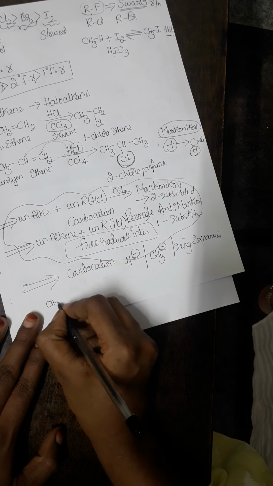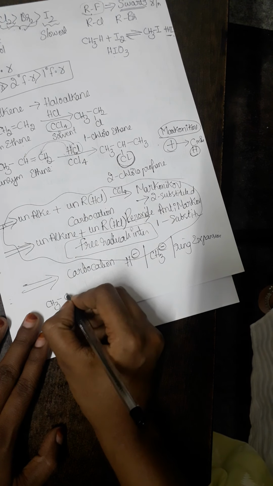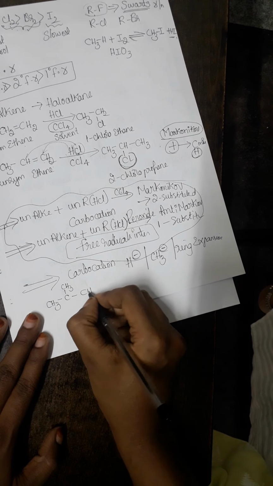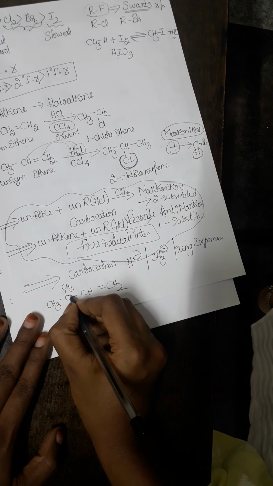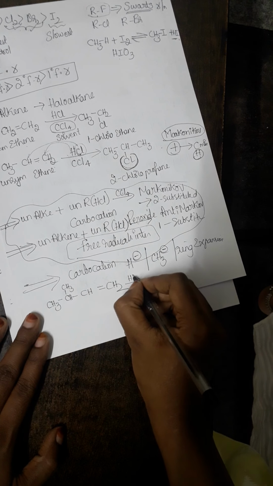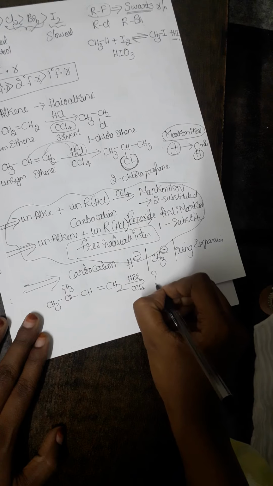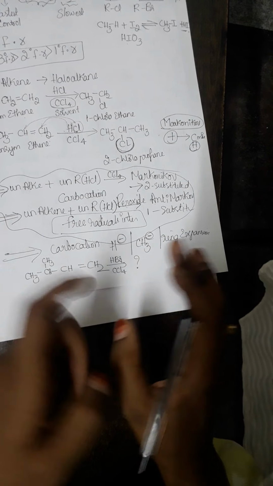So here, if I have a substrate like this, CH3, CH3, then again followed by CH double bond CH2. To satisfy the valency, I should locate one hydrogen. Above this, I'll write HBr in presence of carbon tetrachloride. Predict the product. You know that you have to look at what reaction this is.